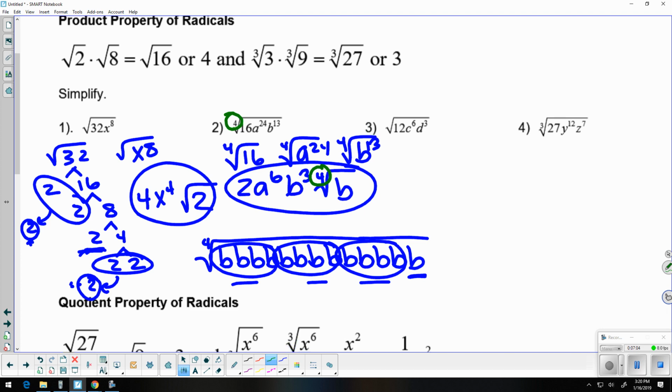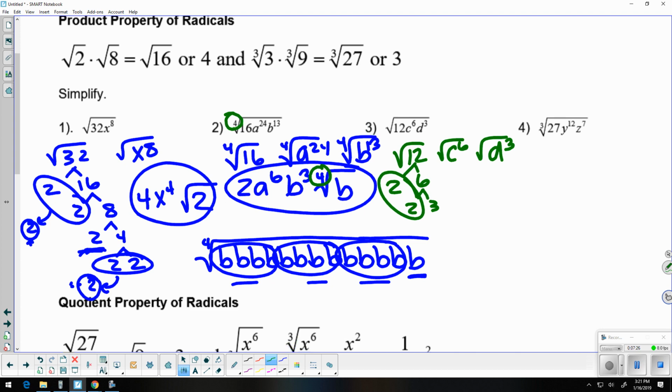Okay, so the next one, for number 3, we're taking the square root now. So we're doing the square root of 12, and then the square root of c to the 6th, and the square root of d cubed. Each term from left to right: 12 is not a perfect square, so we have to break it down. I'll just do 2 times 6. 6 is 2 times 3. Here's two 2's. For a square root, we just want a matching pair.